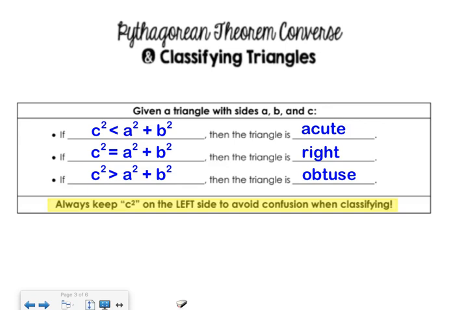Which makes sense, right? We usually think of obtuse things as larger, a bigger angle. That's why I remember greater than, it's big. I don't know if you want to maybe highlight or underline this part, but just keep C on the left. Keep your brain more organized when you're doing this.